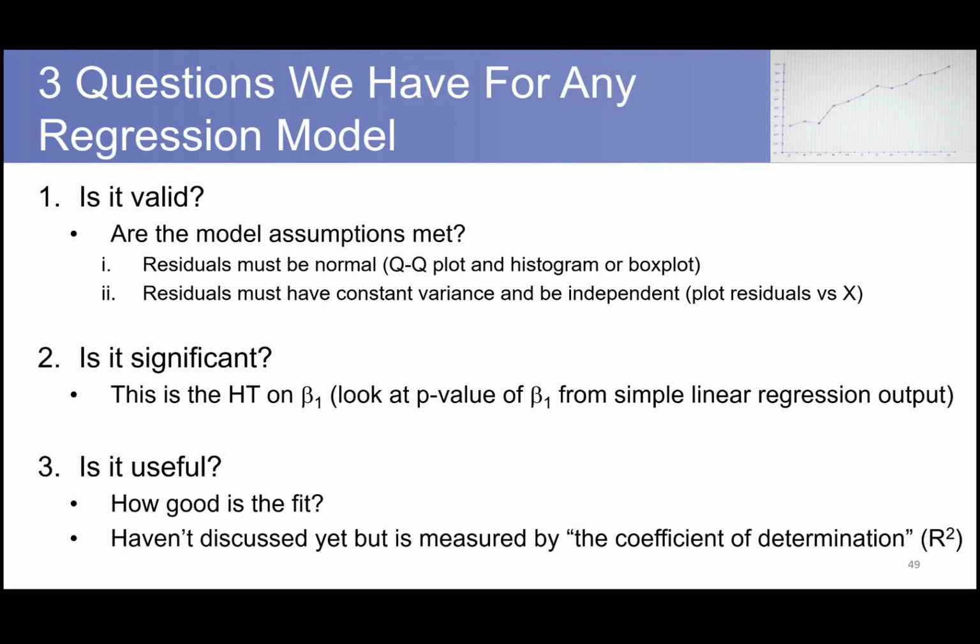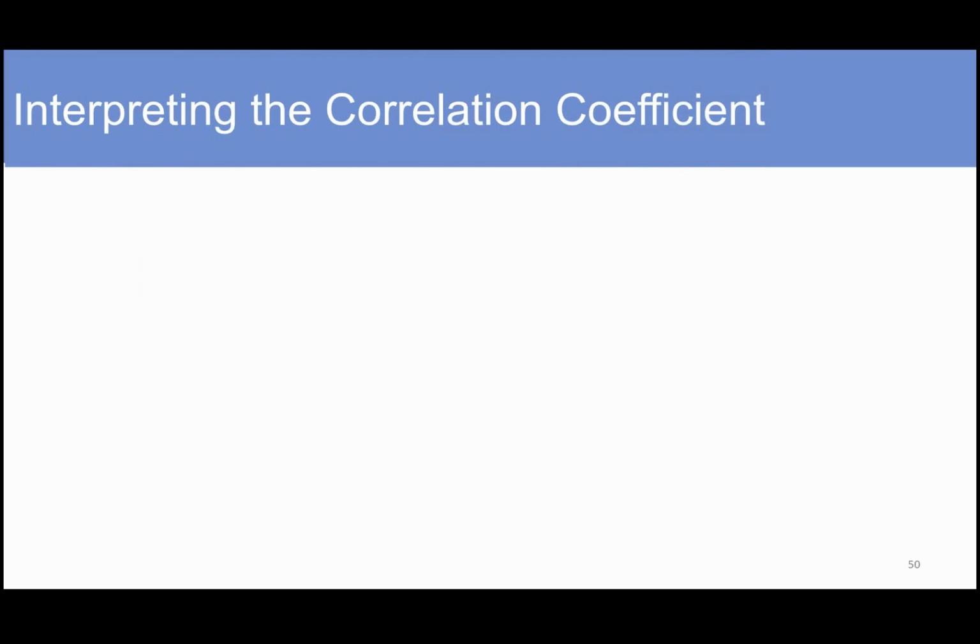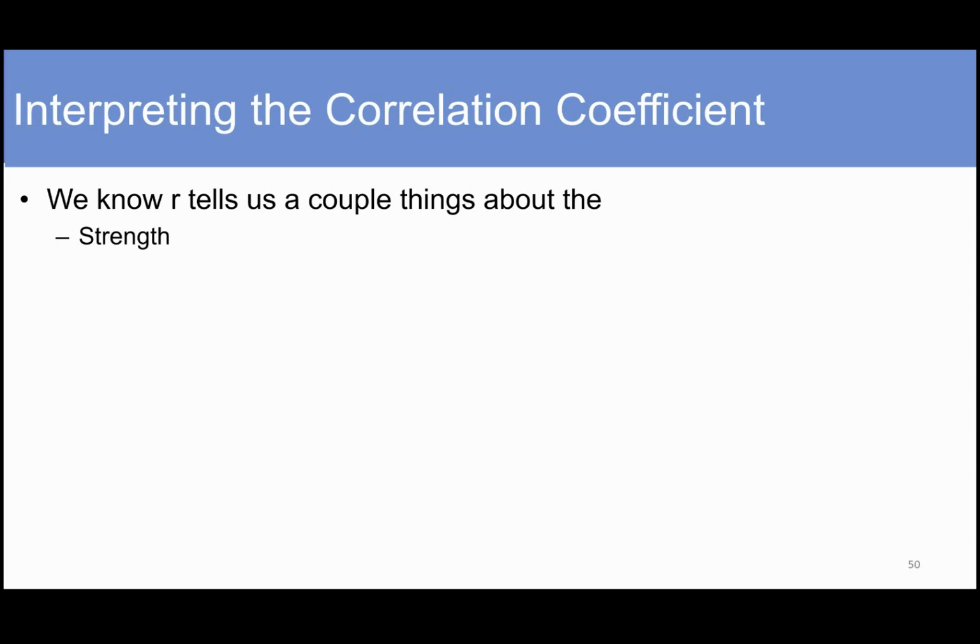Now, it turns out that we can actually measure this. So notice we can answer the question of whether it is significant by looking at the output, right? We can also answer this question by looking at something called the coefficient of determination. And what is that? Well, basically, it's the correlation coefficient squared. We already saw that the correlation coefficient did double duty, right? It told us about the strength and the direction of the relationship. But it turns out that it also tells us how well the model fits the data.